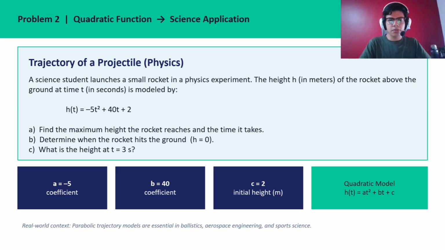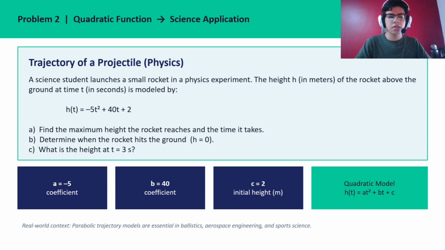Well, for problem 2, we're going to read it. Trajectory of a projectile. A science student launches a small rocket in a physics experiment. The height h in meters of the rocket above the ground at time t in seconds is modeled by h of t equals minus 5t squared plus 40t plus 2.